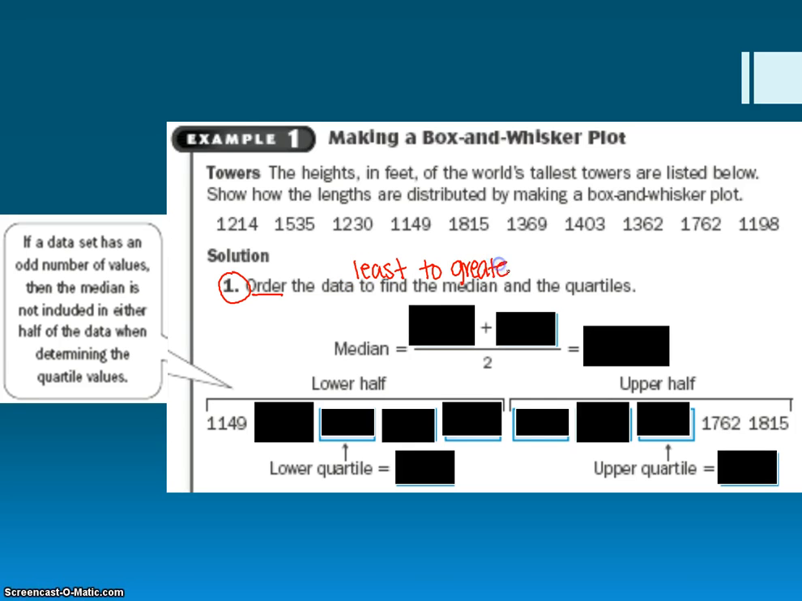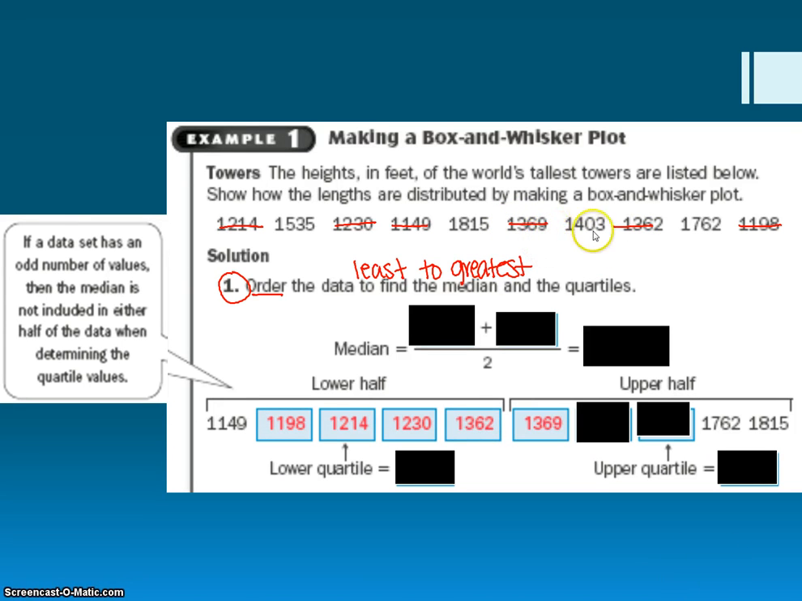So the lowest number is 1,149, then 1,198, 1,214, 1,230, 1,362, 1,369, 1,403, 1,535, 1,762, and 1,815.